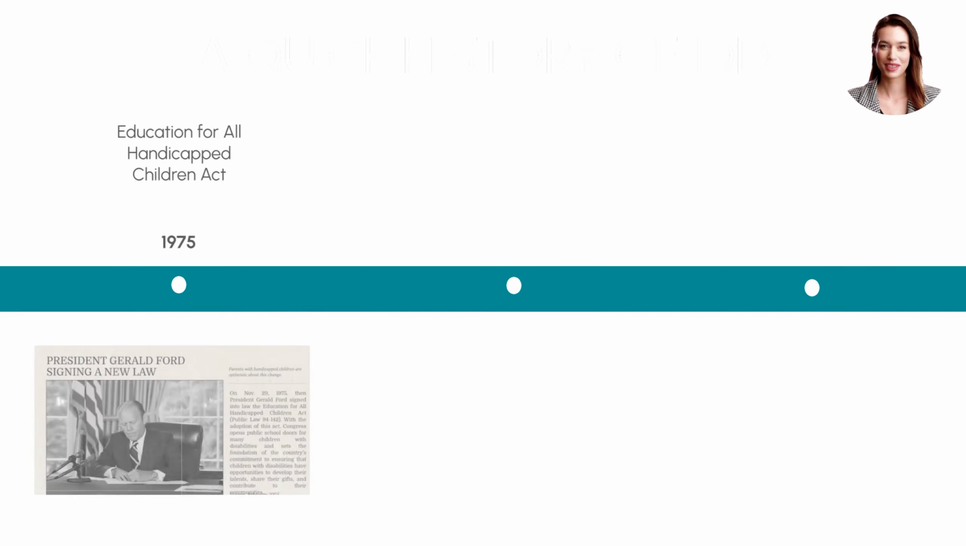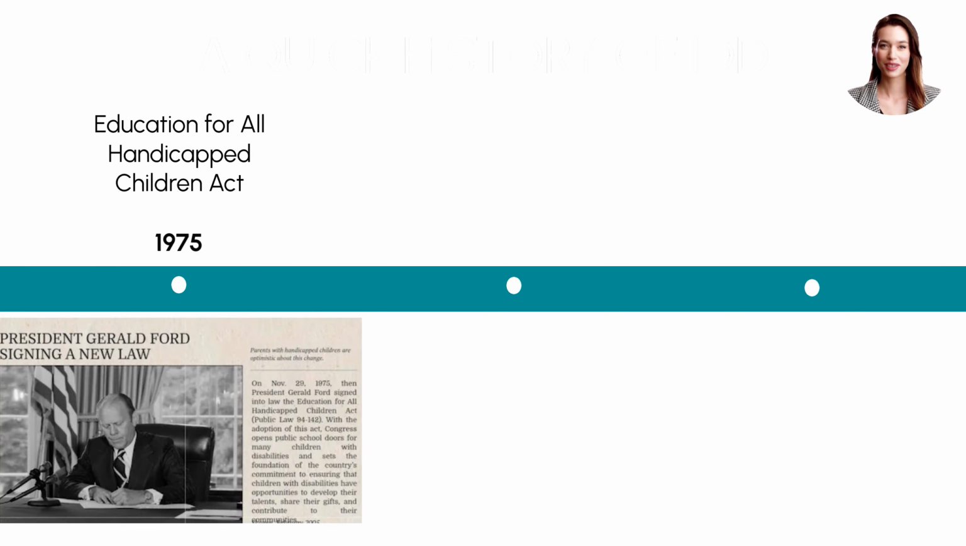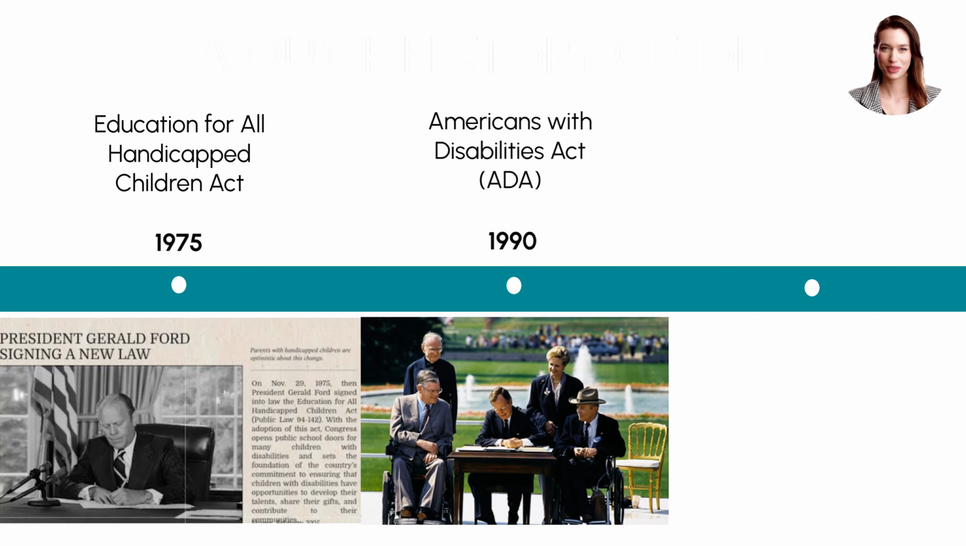In 1975, the Education for All Handicapped Children Act was passed. Schools began to include students with disabilities. In 1990, the Americans with Disabilities Act, or ADA, was passed. This law made discrimination against individuals with disabilities illegal and created opportunities for them in jobs, education, and public life.